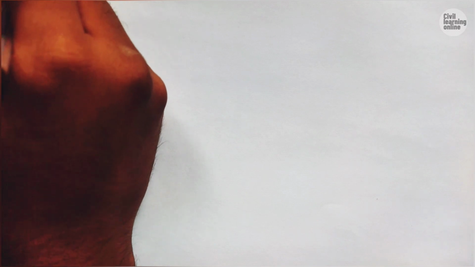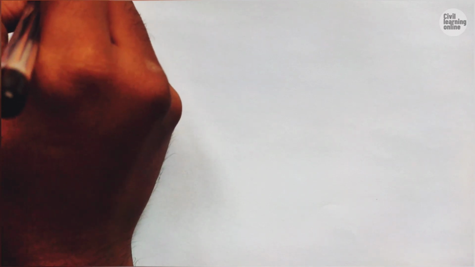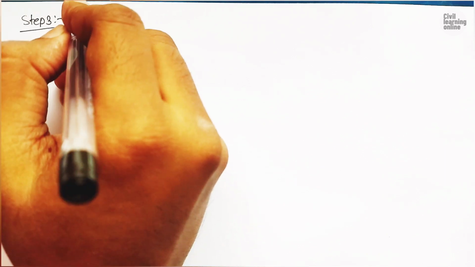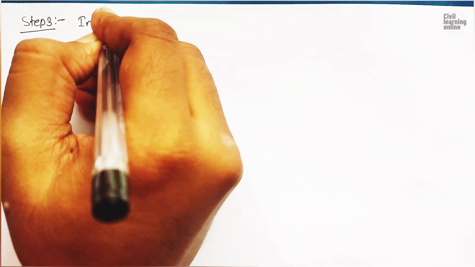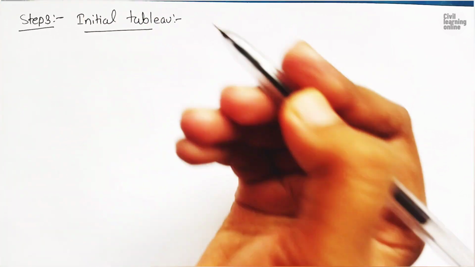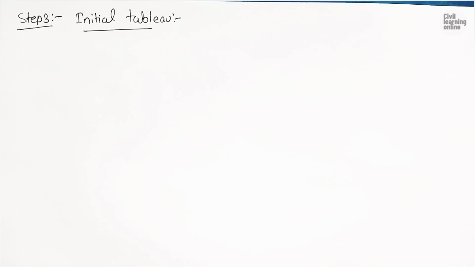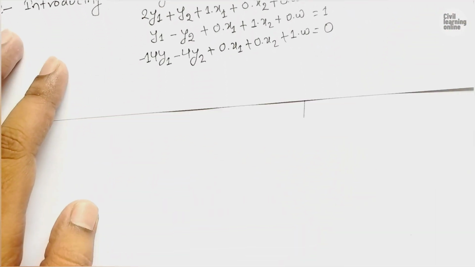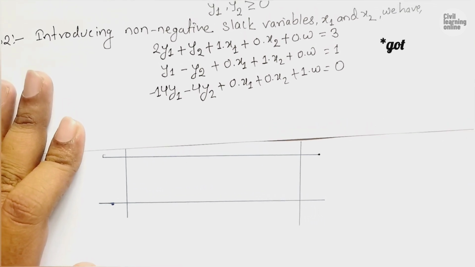So here comes step 3, and in step 3 we need to draw the initial tableau. So here we go, initial tableau. In the initial tableau, what we need to do is draw a table and write down the elements as well as the variables. For that I will need a ruler, so let me take a ruler and draw lines. After drawing the table, we have to insert the values which we have after introducing the slack variables.